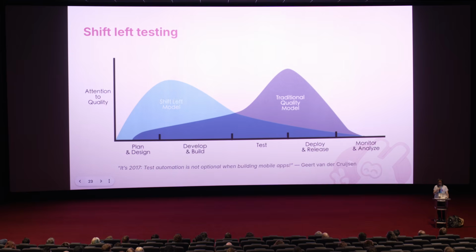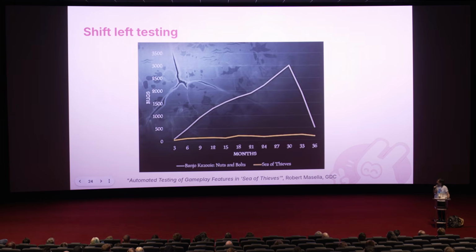And the idea is not having the testing and the quality happen at the end of this process. It's distributing it along the process itself. So this is an example from a GDC talk by the developers of Sea of Thieves, where you can see how they use automated testing. The vertical axis represents the number of bugs, and the horizontal axis is the months in development for the game. The white line represents one of the projects where they didn't use automated testing and good QA practices, while the yellow one did use those things.